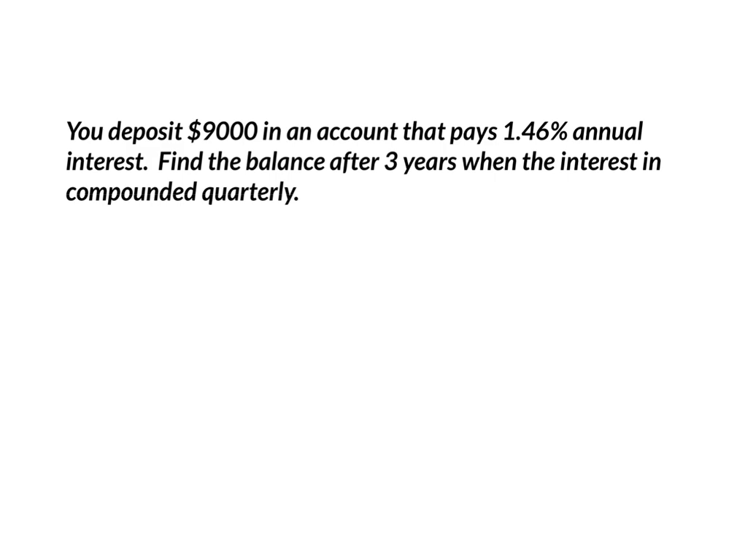All right. Let's say you deposit $9,000 in an account that pays 1.46% annual interest. Find the balance after 3 years when the interest is compounded quarterly. So I'm going to set this up. The final amount is going to be the principal, the amount you started with, $9,000. The 1 is a placeholder to keep the $9,000 in there.